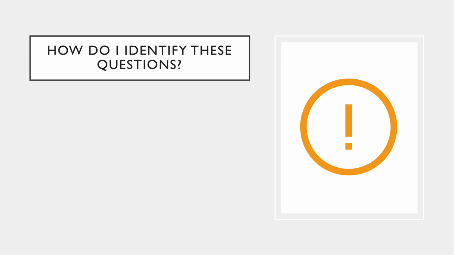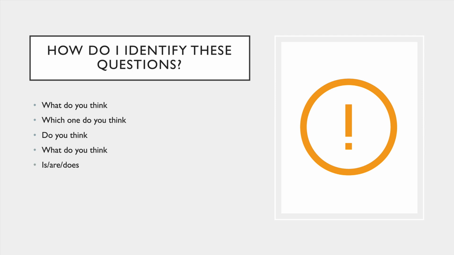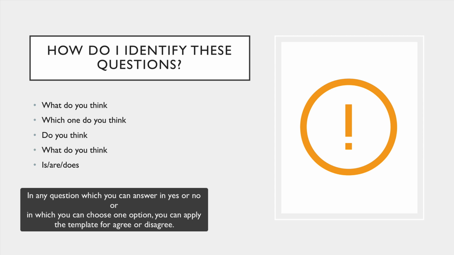So how do I know if this question is agree disagree type of question, or I can apply agree disagree template to this question? If in the question you see expressions like what do you think, which one do you think, or in any question where they are giving you options like is this good, is that good, are you happy with this, does it change anything? I mean, when they're asking you your opinion, then in all those questions you can use agree disagree template.